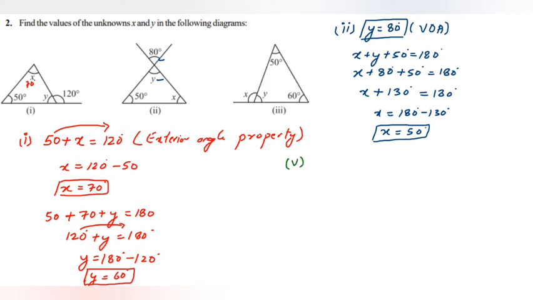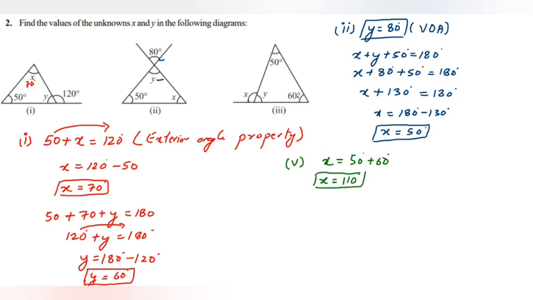Okay, so we're going to start with angle x. We know that angle x is an exterior angle, and an exterior angle is equal to the sum of the opposite interior angles. So opposite to angle x are 50 and 60. It is the sum of these two. So angle x is equal to 50 degrees plus 60 degrees. So x is equal to 110 degrees.